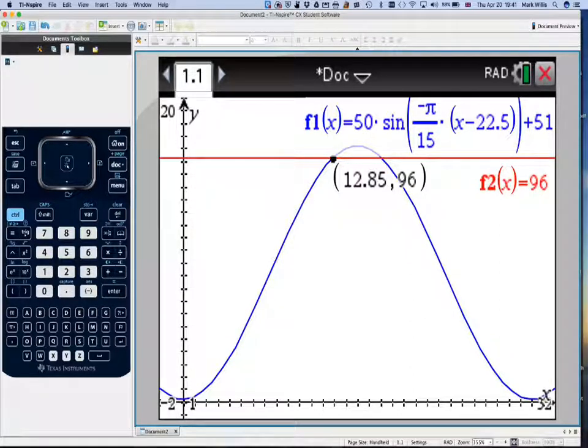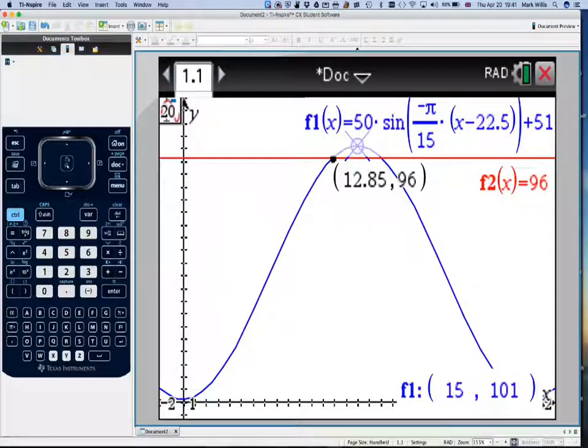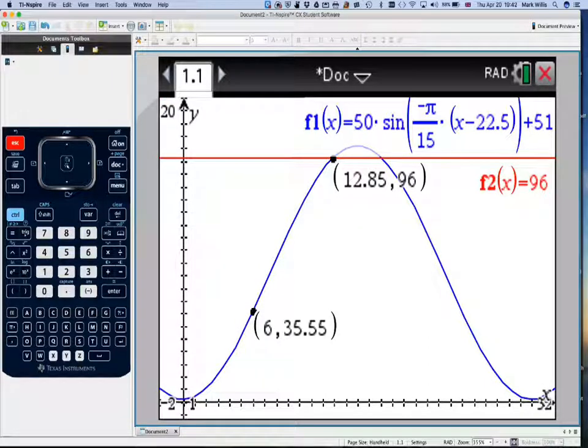Okay, we can also use the graph to check our answer to the first bit, where we had to find what the height was after 6 minutes. So if we go to graph trace and then enter in 6, press enter again, press enter and then escape, then we can see we get the right answer, which is 35.55, which we got for part B. So we've checked our answer for part B is okay as well. So the answer to the problem is 12.85.